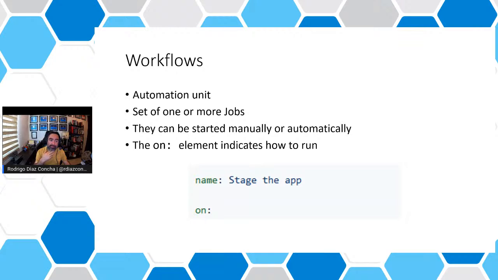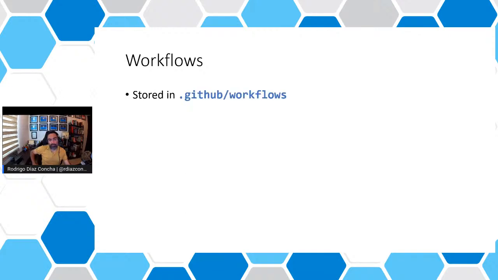So you specify how to run your workflow by using the on element, just like the code that we have here on the screen, okay? On, and then the name of the trigger that you want, okay? So the workflows, physically speaking, are YAML files, okay?